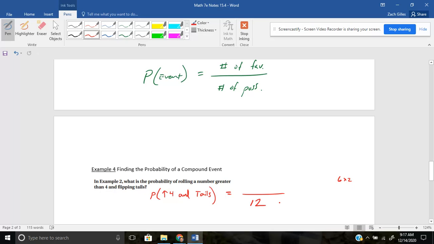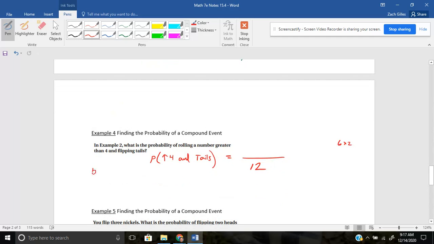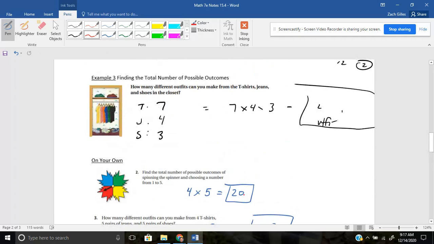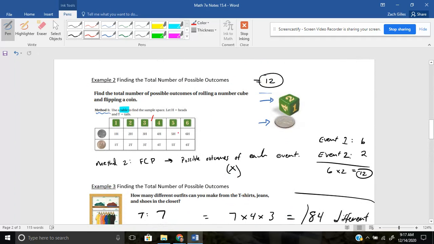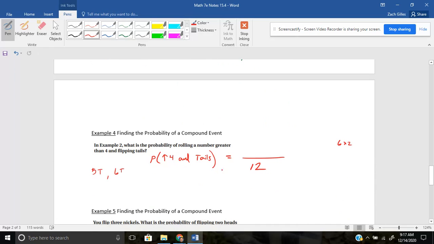But what are the number of favorable outcomes? How many of them are favorable? Well, we need a number greater than 4, so that's 5 and 6. And we want them to be tails, right? So if we look up here in example 2, greater than 4, so 5 and 6 and tails. So we're looking at 5T and 6T. What's the probability of that happening?